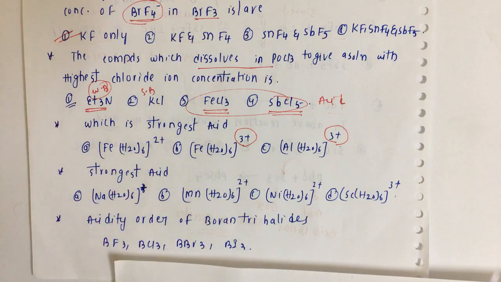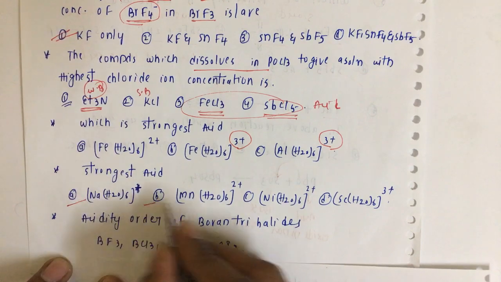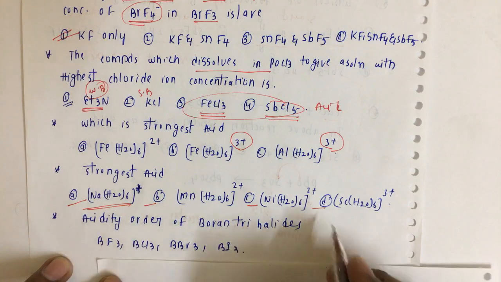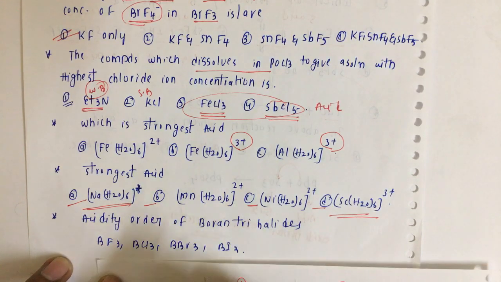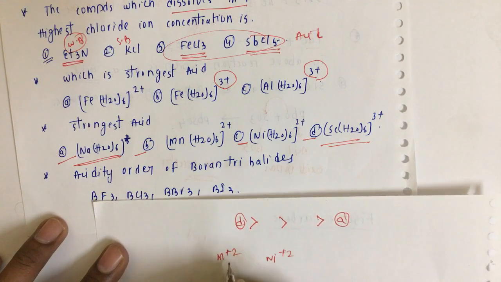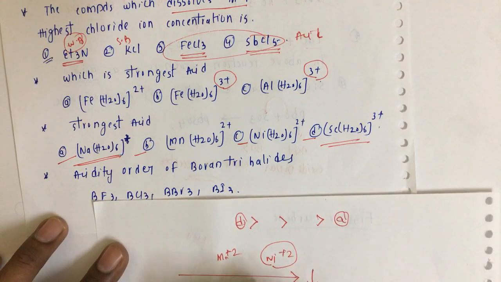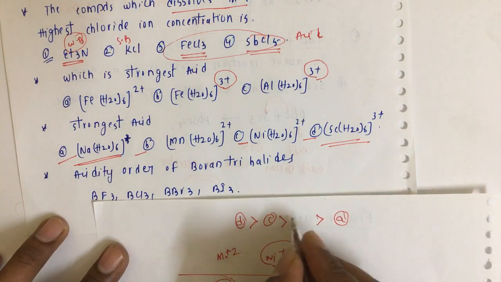And here also the same concept. Here we have options A, B, C, D. So this will be the least acidic because this is the +1 oxidation state, and this will be more acidic. So D will be the most, then A will be the least. And what about these two? Here manganese is +2 and nickel also +2. As we go from left to right, size decreases. So nickel will have a small size, manganese will have a larger size. Smaller size means higher acidity. So this will be the correct answer.